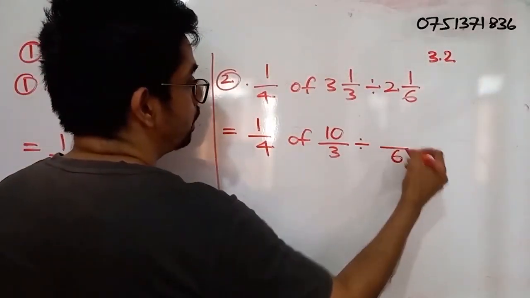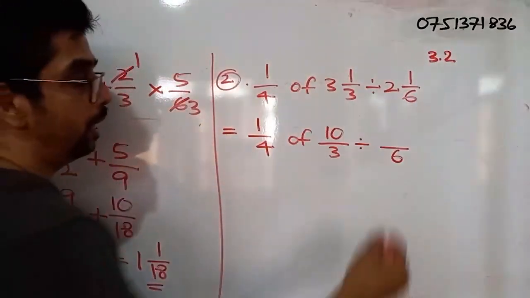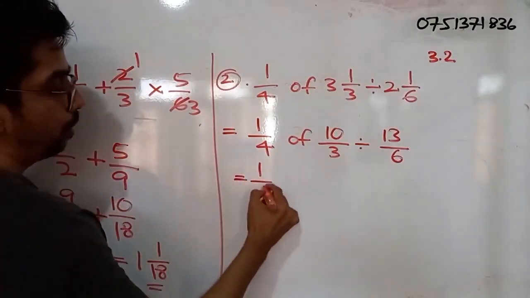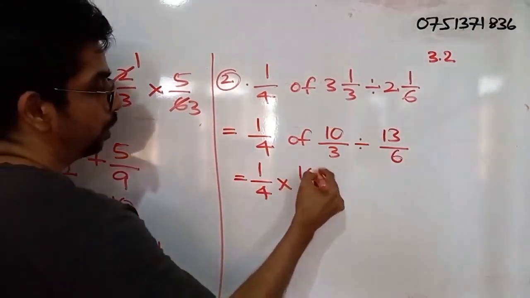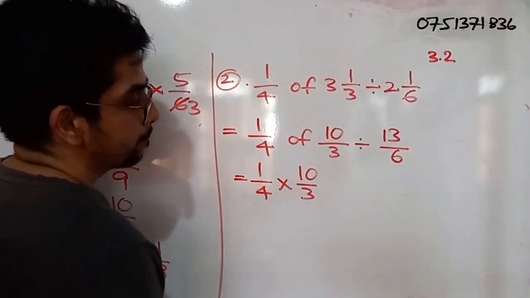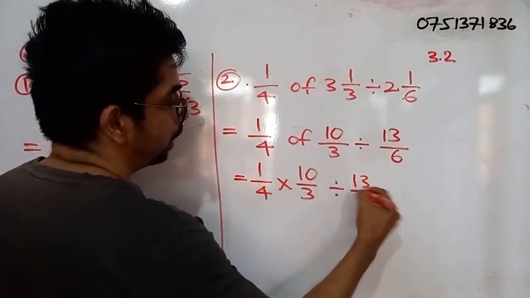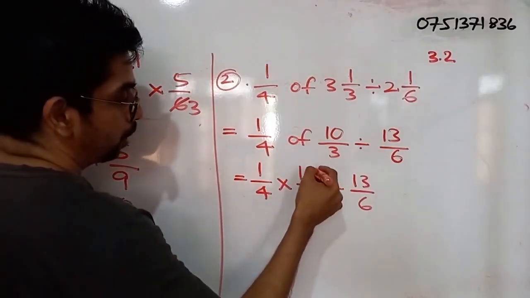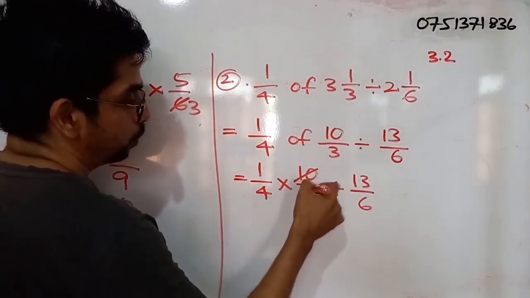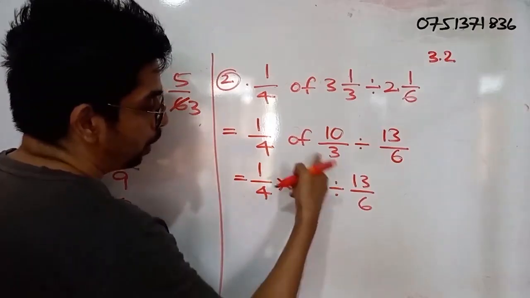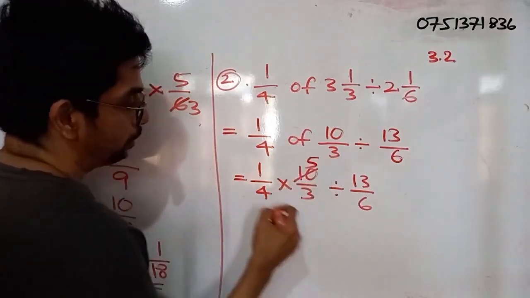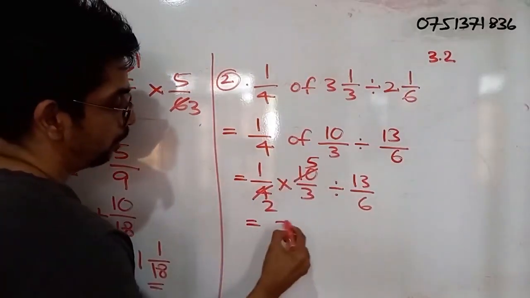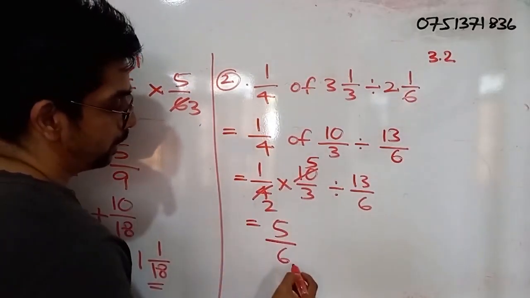Right? And also we can convert this into an improper fraction also. So the denominator will be 6. 6 times 2, that is 12. Add another 1, it becomes 13. Right? So 1/4 into 10/3 divide by 13/6. Okay? So I can use a number 2 and divide this 10. So I get a 5. Do the same thing here. So I get a 2. Right? So 1 times 5, that is 5. 2 times 3, that is 6.